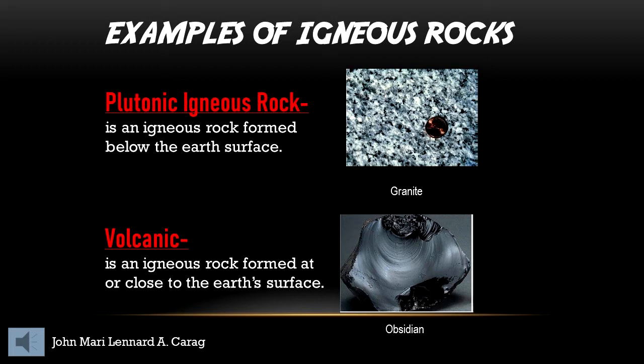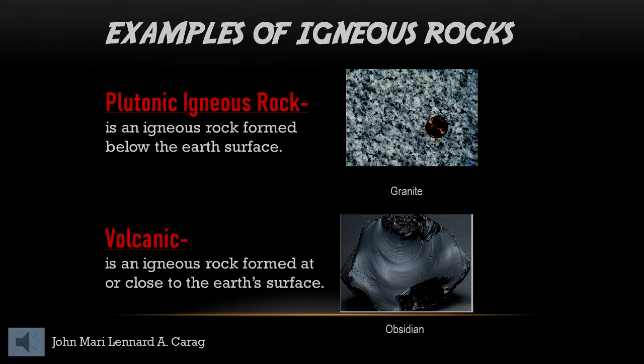Next is volcanic. It is an igneous rock formed at or close to the Earth's surface. Magma that crystallizes very near or on the Earth's surface cools rapidly. And dahil nga meron silang lesser time during crystallization, ang nagiging itsura ng volcanic rocks are typically fine grain, with most crystals too small to be seen or distinguished with the naked eye.